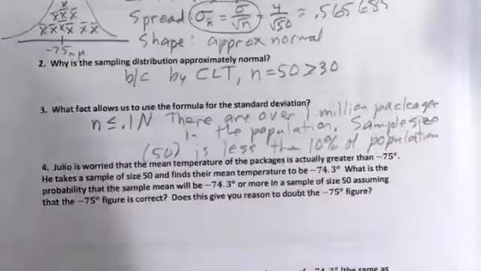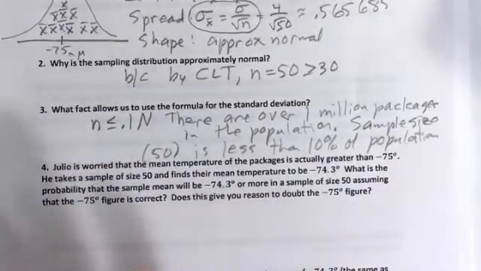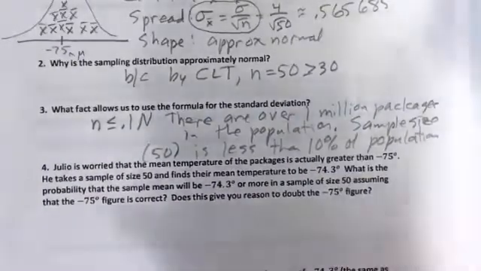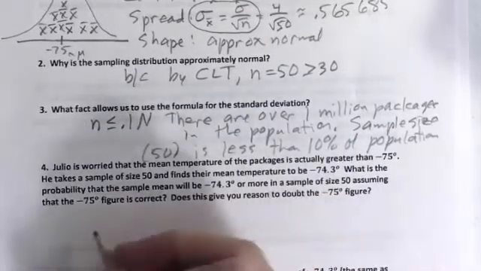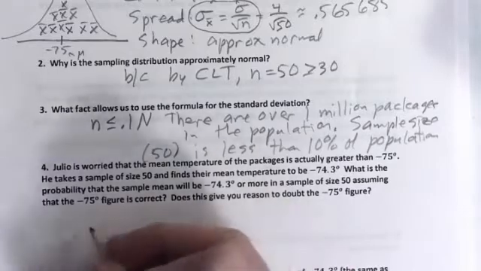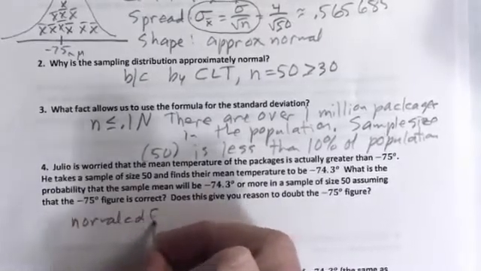Now, we're dealing with negative numbers here. So negative 74.3 is actually greater than negative 75. It's to the right of negative 75. So keep that in mind. All right. And so how do we find this? Well, we can use normal CDF, okay?